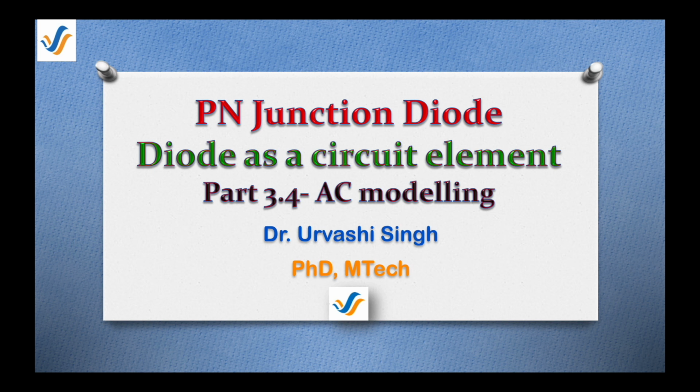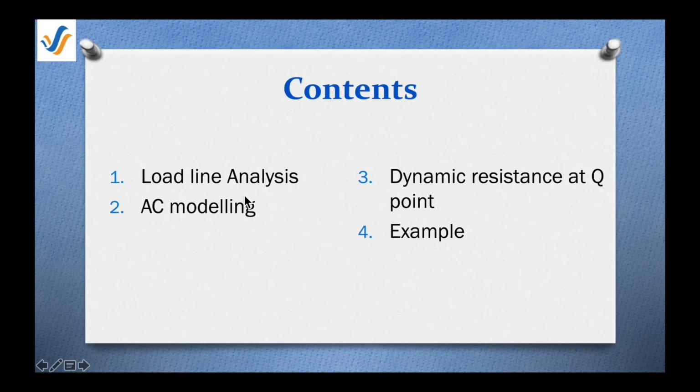That is why in this video, I am going to explain everything regarding AC analysis and AC modeling of the PN junction diode. To get a better understanding, we will go step by step. In the first step, you will see how the AC signal will affect the load line and so the operating point of the PN junction diode. And from the load line analysis, we will model the diode as a resistance. This resistance is called the dynamic resistance.